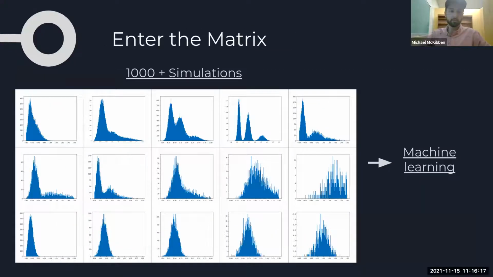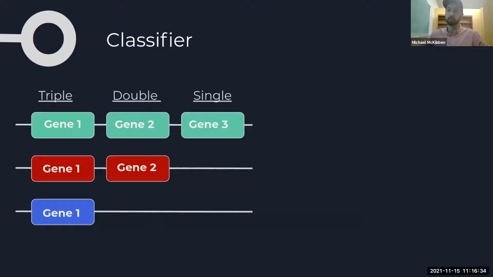Using this simulation framework, I then ran thousands of simulations across parameter space, including young whole genome duplications, old whole genome duplications, different numbers of whole genome duplications, and different levels of fractionation, and then used those to train a machine learning algorithm. As a reminder of what type of task I'm trying to accomplish, this is classification.